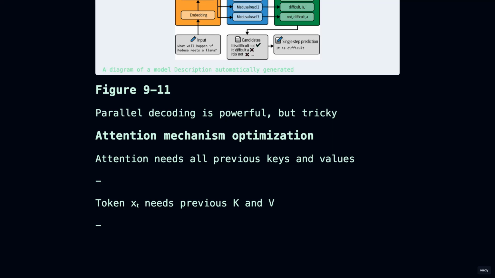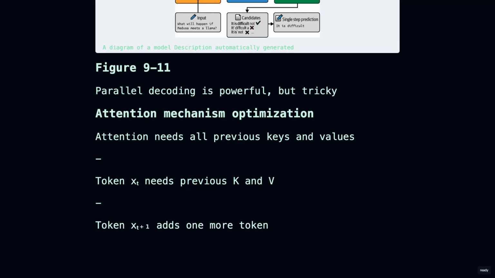Next, when you move one token forward, the dependency expands by one more token. The cache keeps that from becoming a full recomputation. For x_t+1, the model needs the previous history plus x_t itself. Without caching, you would repeat the same attention work again and again.